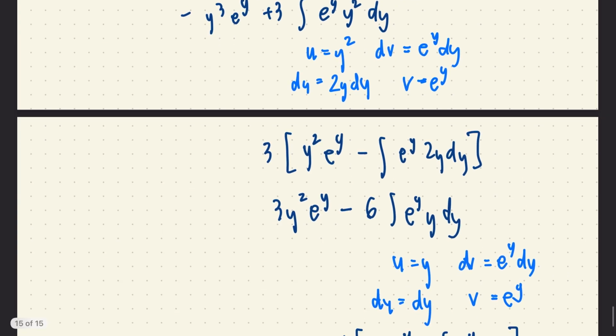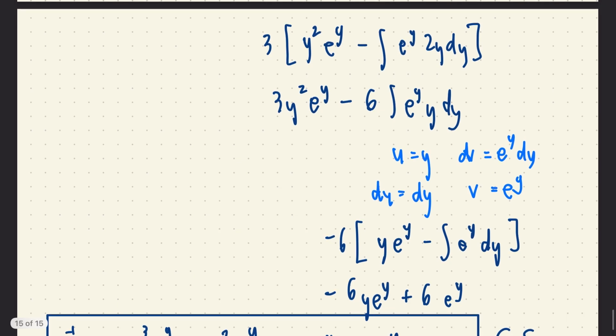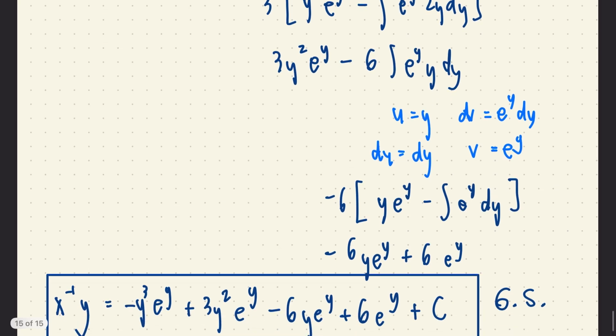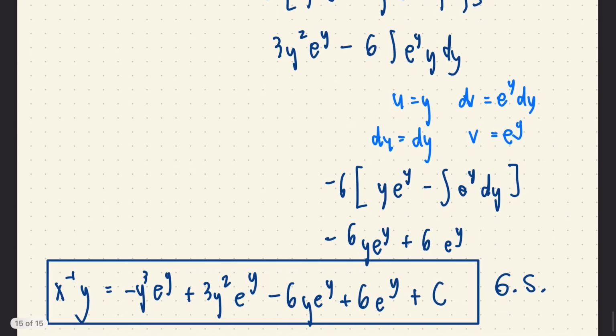You'll end up with another second term that is integrated using integration by parts. So you have u as y and dv as e raised to y dy. So after doing integration by parts, you'll end up with negative 6y e raised to y plus 6 e raised to y.